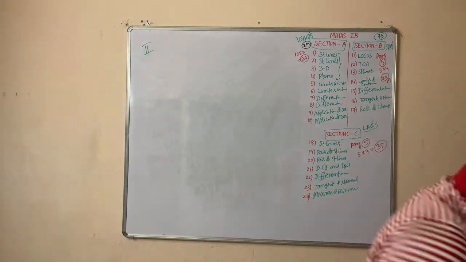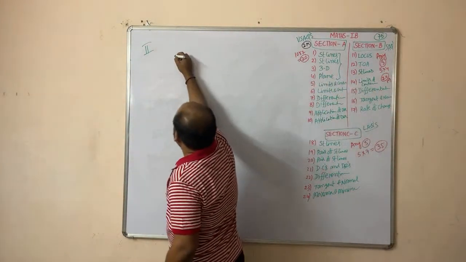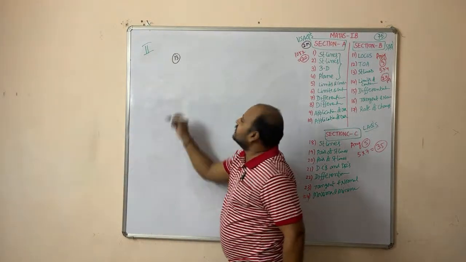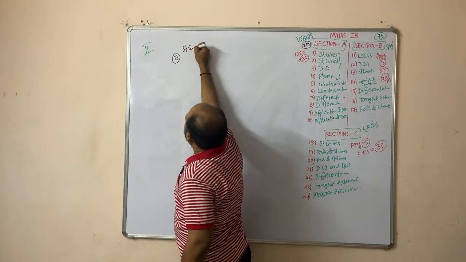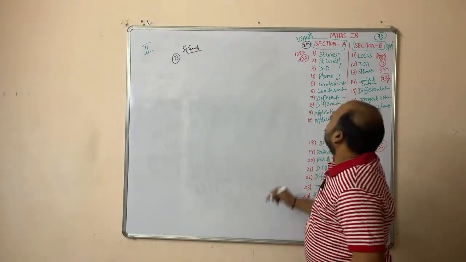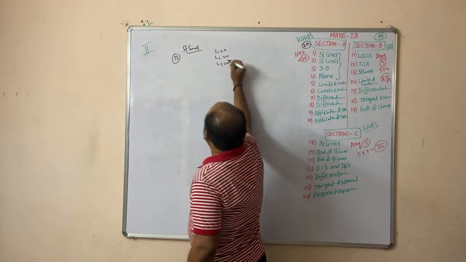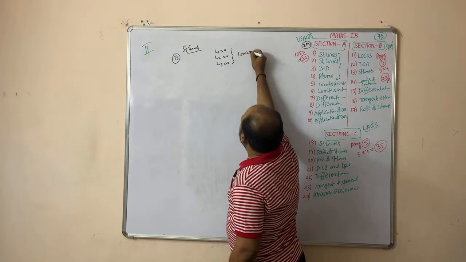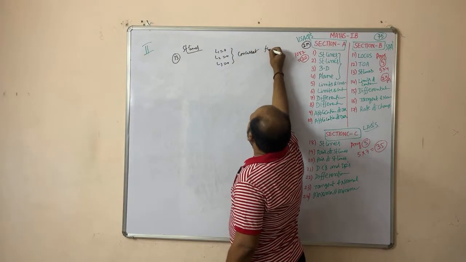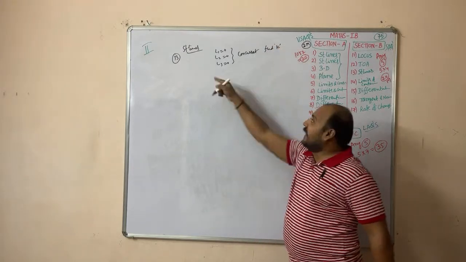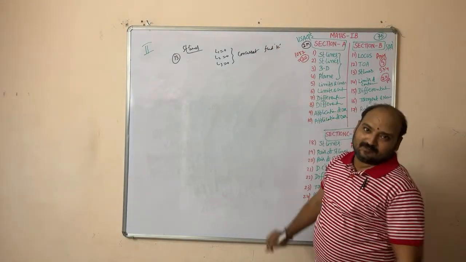In the third question, that means the 13th question. Question number 13, straight lines. It is related to straight lines. They will give three lines, L1 equal to 0, L2 equal to 0, L3 equal to 0. If the lines are concurrent, find the unknown value k. If the lines are concurrent, find the condition.